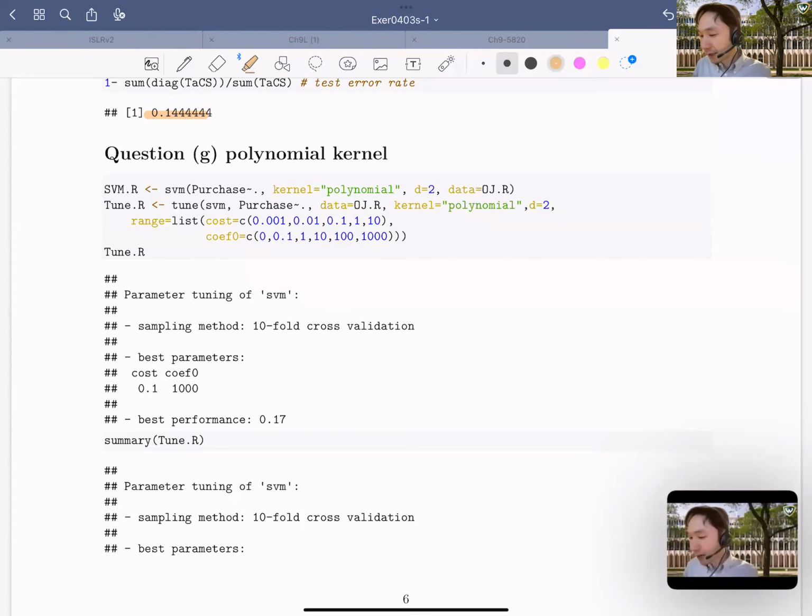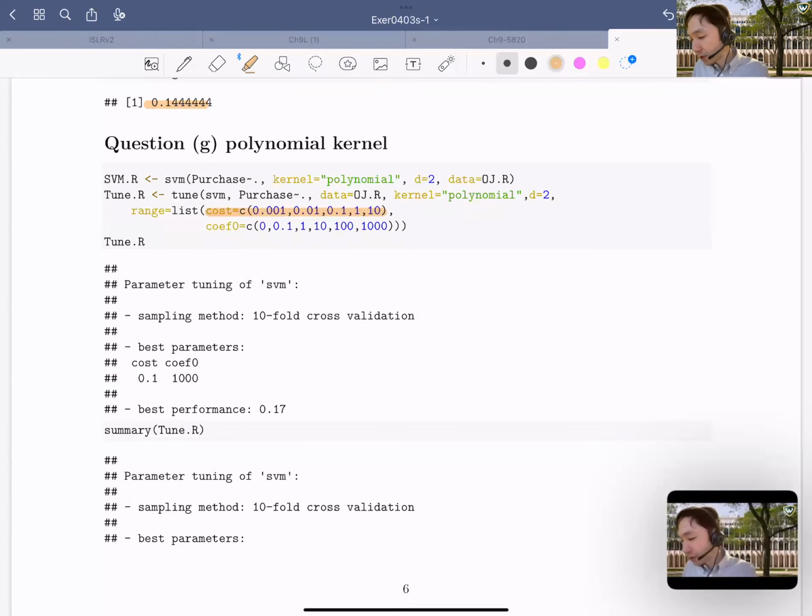And for the polynomial kernel, coef 0 and the cost are parameters to optimize, and you can also optimize D. I tried 2 and 3, and 3 isn't better than 2. I didn't try 4 and larger, but you can certainly optimize it. It sounds like if the coefficient 0 value is too large, it causes some trouble.